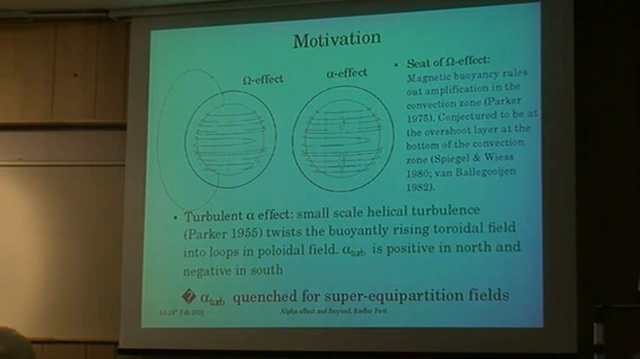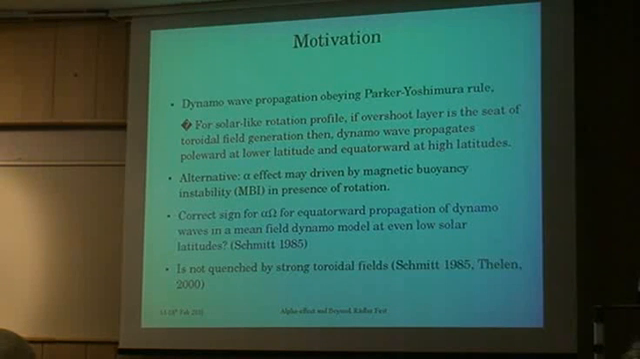And the next problem is that if you build a dynamo model out of this alpha and omega, the dynamo wave propagation has to obey the Parker-Yoshimura rule, which means that for solar-like rotation profile, which has negative shear in the high latitude tachocline, the dynamo wave will propagate equatorward, whereas in the low latitude tachocline where the shear is positive, the dynamo wave will propagate poleward. So then we will have two branches of the dynamo, which is not quite what we observe in the sun.